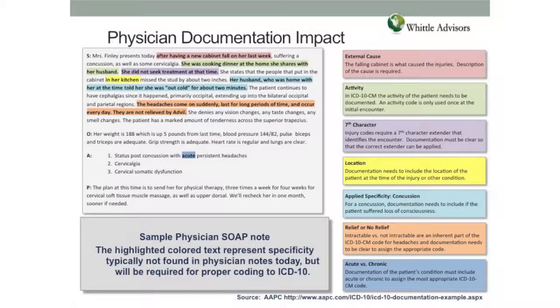Location. Documentation needs to include the location of the patient at the time of the injury or other condition. We've certainly picked that up. It was her kitchen. We want to pick up any specificity. She has a concussion. What type of concussion? What other details do we know about the concussion? This orange colored band tells us we're digging into relief or no relief. There's not much that we need to do likely if she is getting relief from her problems, if her problems aren't as manifest as they were upon original injury. And then the very bottom blue band is acute versus chronic.